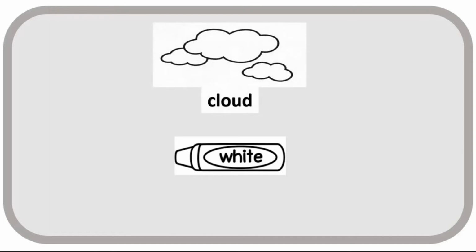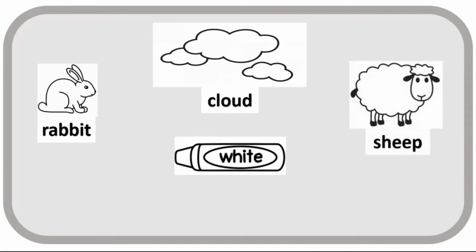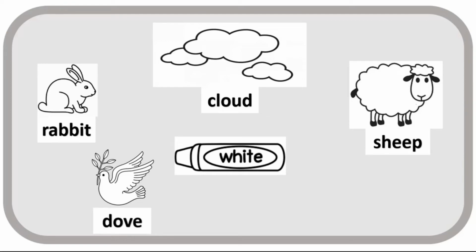And last we have color white. Let's see some examples of color white. White cloud. White rabbit. White sheep. White dove. And white tooth. This is the color white.